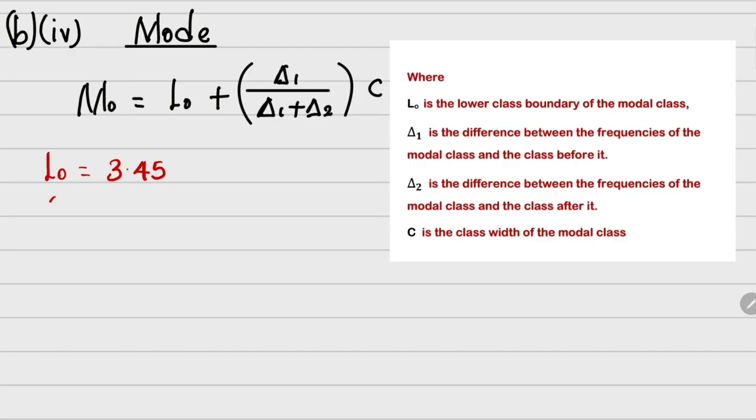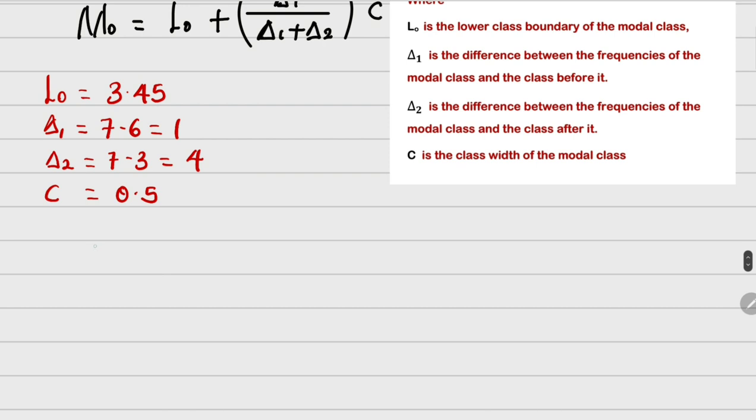Formula. Now, delta 1 is going to be 7 minus 6, which is equals to 1. And delta 2 will be 7 minus 3, which is equals to 4. Of course, C does not change, it is 0.5. So we now fix it in our formula. MO will now be equals to 3.45 plus, we have 1 all over, okay, because delta 1 is 1, then 1 plus 4. All right, everything here is going to be multiplied by 0.5.